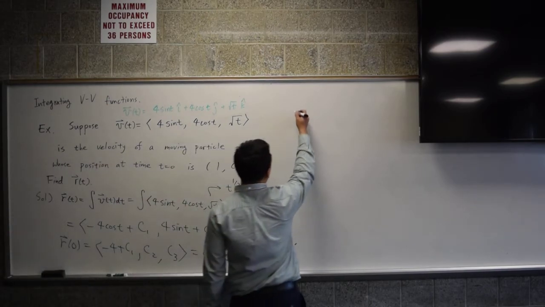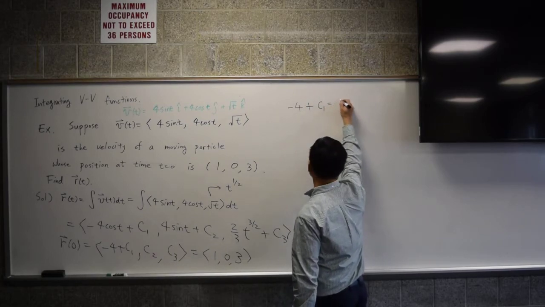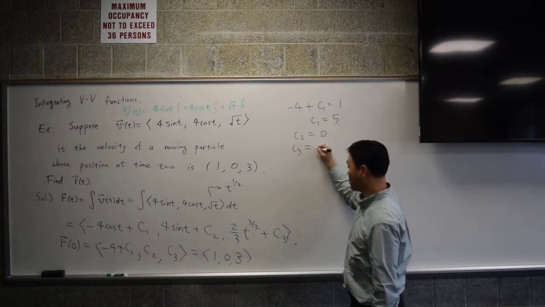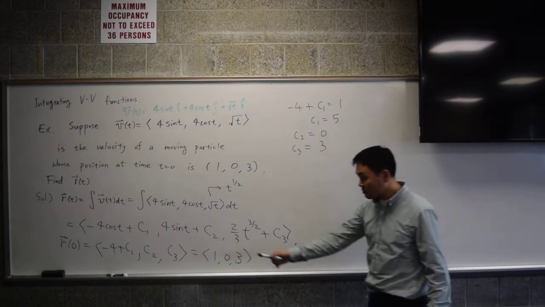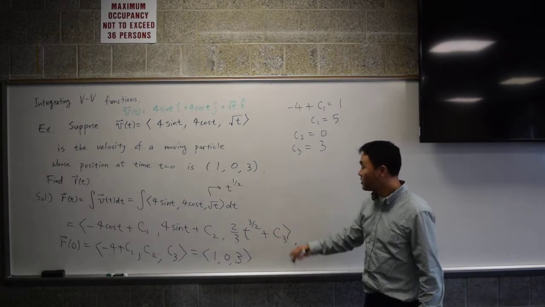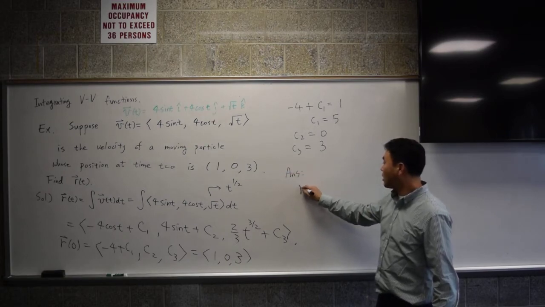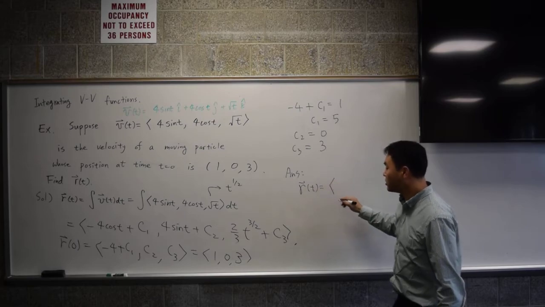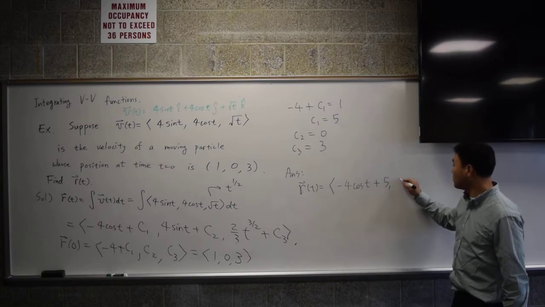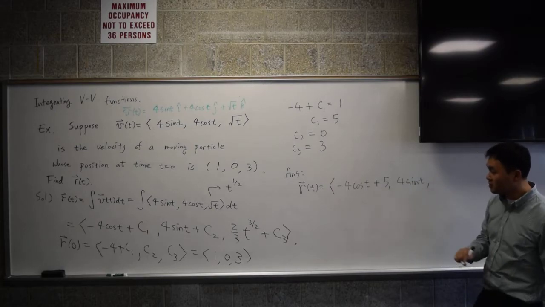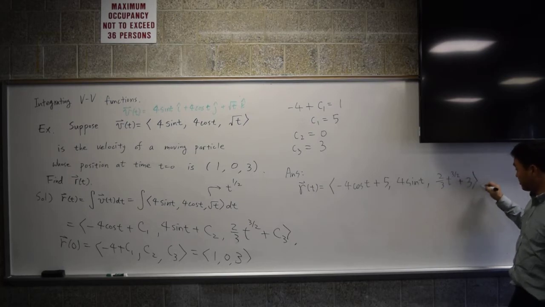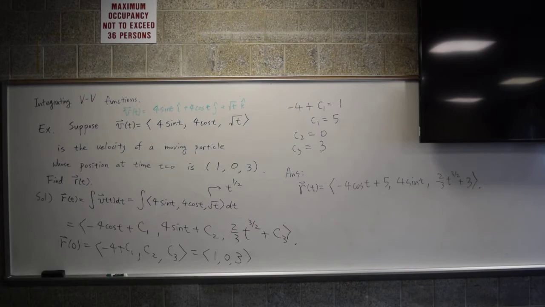We now end up with negative 4 plus C1 equals 1, which gives you C1 as 5. Then C2 should be 0, and C3 should be 3. Just set them equal to each other for each coordinate, and then we're done. We put them back in, and here's the answer: r of t equals (negative 4 cosine t plus 5, 4 sine t plus nothing, and 2/3 t to the 3/2, plus 3). So that's how you do the integrals.